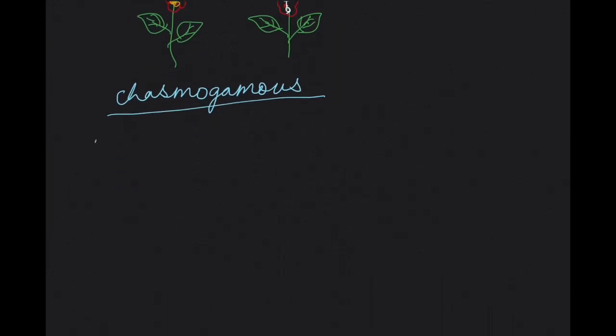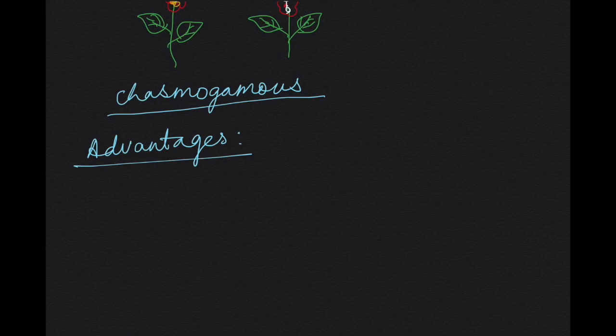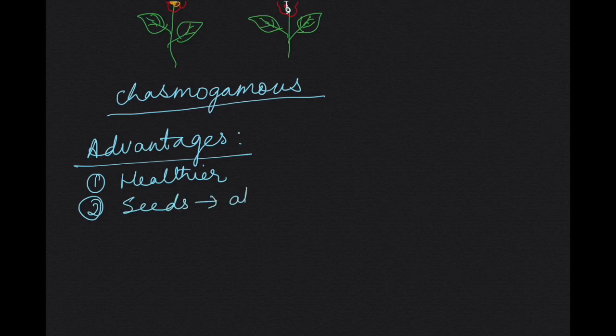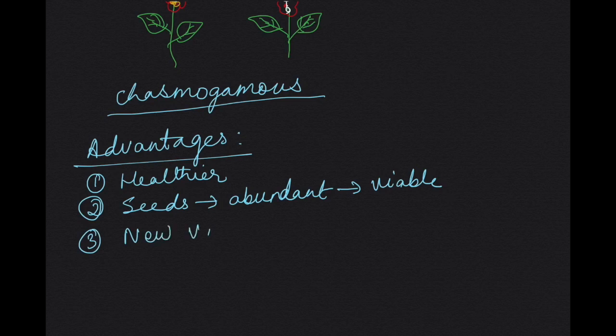Okay, now, moving on to the advantages of cross-pollination. First is, since it is cross-pollination taking place between flowers of different plants, but of course, same species, the offsprings are healthier. Okay. Next one is the seeds which are produced, they are abundant, means lots can be produced, and viable. Viable means they do not die off easily, they are very healthy. Next is new varieties are produced because there is cross pollination. If it is of the same species and different colors, maybe a new color will come up, okay, in the next generation.